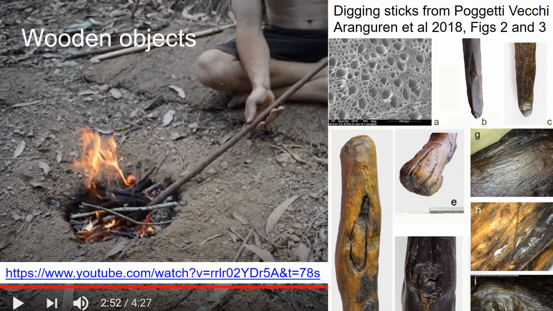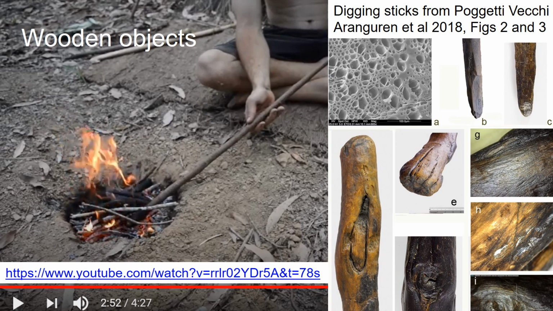Now, the discovery of the digging stick is extra interesting because from ethnographic accounts, digging sticks are often used to dig up bulbs and tubers. So digging sticks may point to even more plant use by Neanderthals in the past.